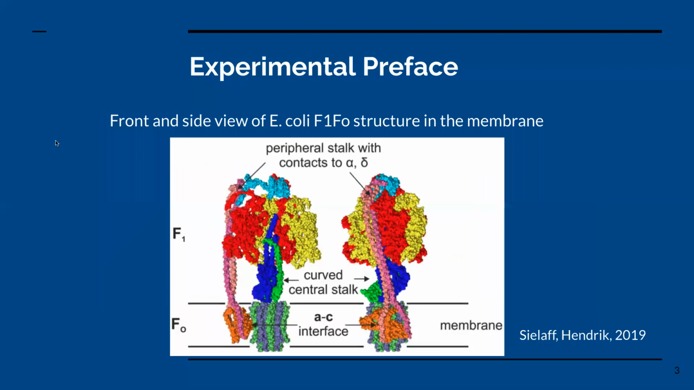The F0 is comprised of C subunits. These are arranged in a ring to facilitate proton translocation as it rotates and protons enter the enzyme from the intramembrane space of the mitochondria.